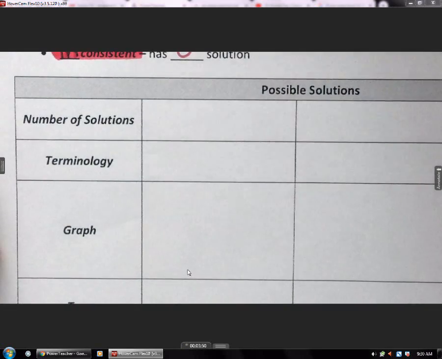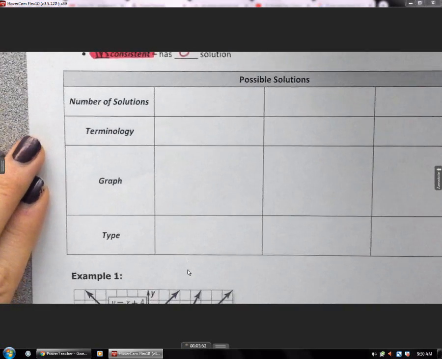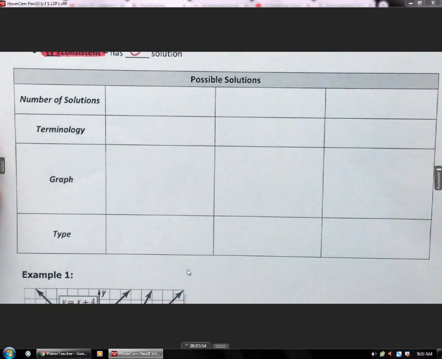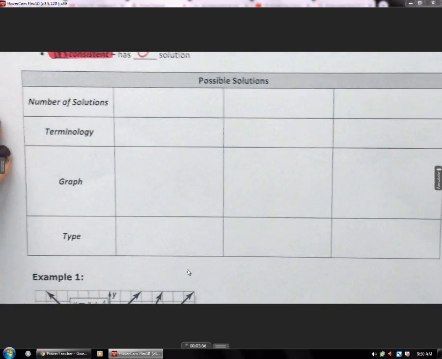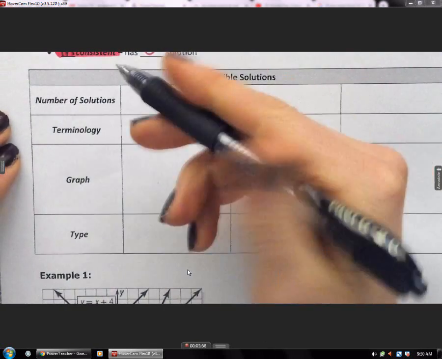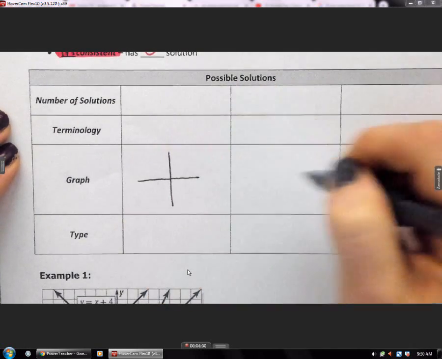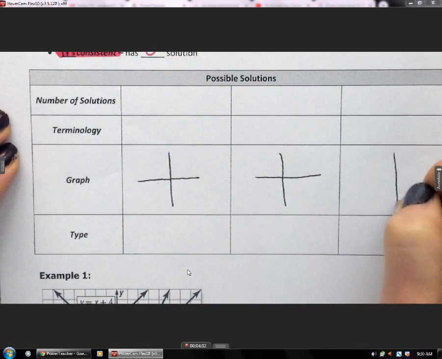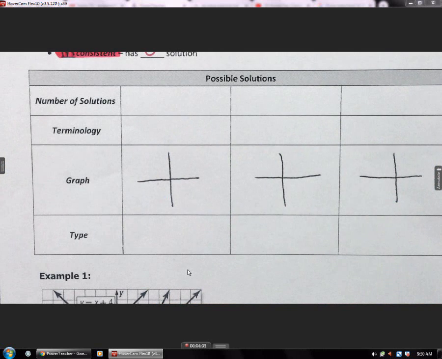So I'm going to show you all these things kind of in a chart here all put together. I want to show you a picture first. So in these 3 graphs, we're going to draw a picture of the 3 types of systems.